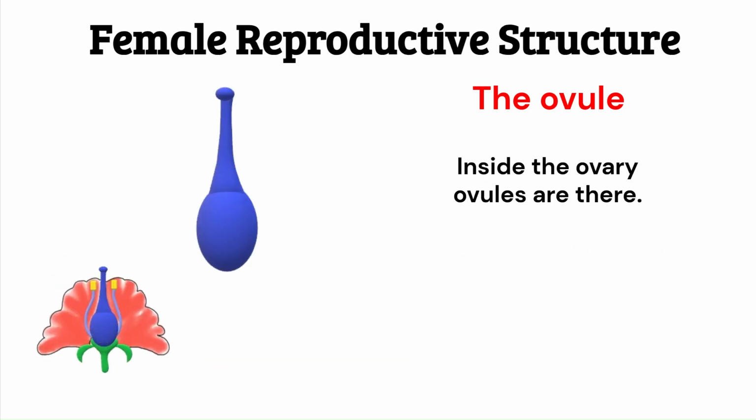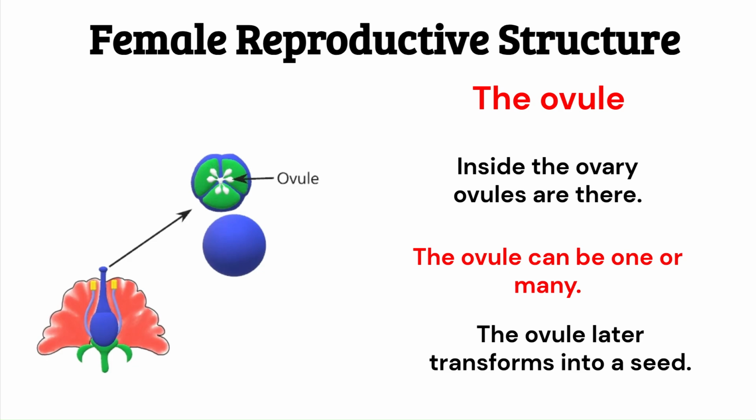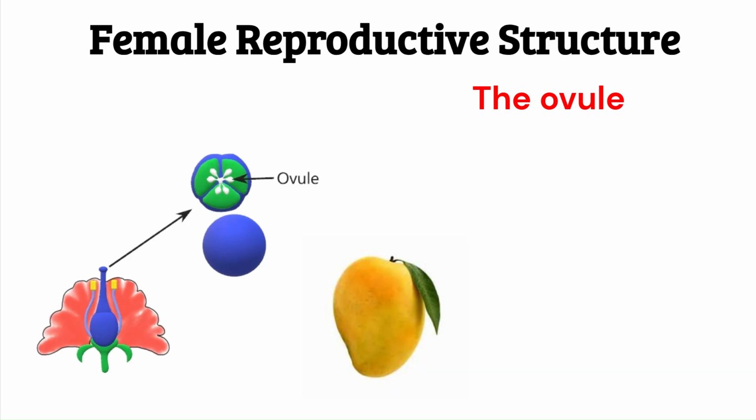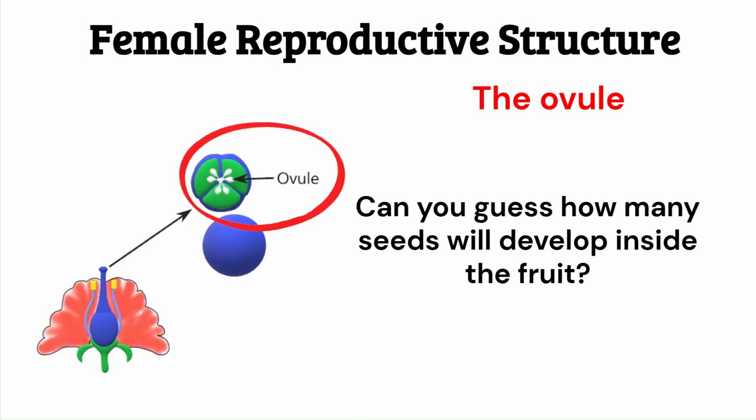Inside the ovary, you can see ovules are there. Depending on the plant type, the ovule can be one or many. The ovule later transforms into a seed. You have probably seen that some fruits contain one seed, like mango, while others contain many seeds like pea. Here, in this picture, you can see the ovary contains 6 ovules. Can you guess how many seeds will develop inside the fruit? The answer is 6 seeds.